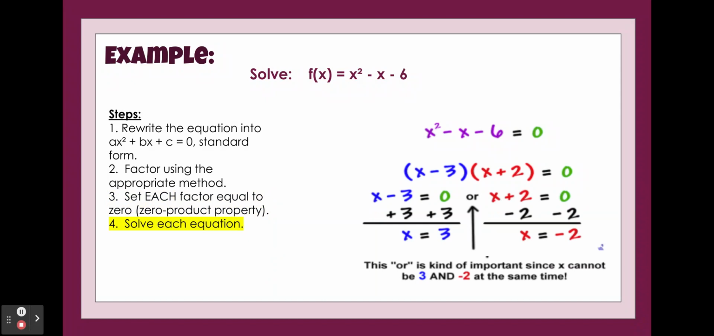Now we have 2 separate small equations. We're going to solve each equation for x. On the left side, we have x equals 3, and on the right side, we have x equals -2. This word "or" is important since x cannot be 3 and -2 at the same time. So the 2 solutions that would work are x is equal to -2 or x is equal to +3.